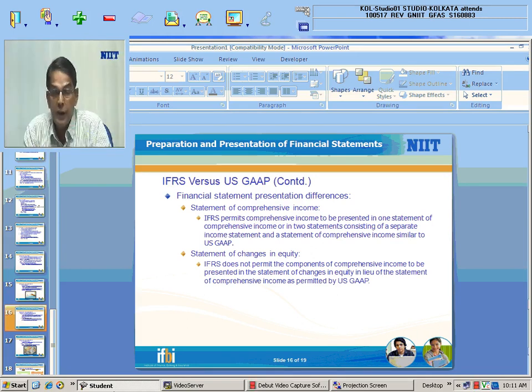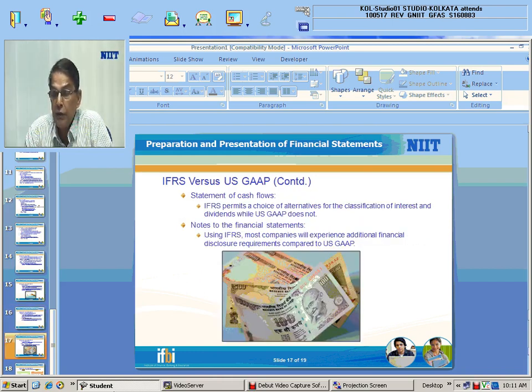As regards the statement of cash flows, IFRS permits a choice of alternatives for the classification of interest and dividends, whether shown under financing activities or operating activities, etc. IFRS permits certain alternatives for the classification of interest and dividends, while US GAAP doesn't permit these alternatives regarding the statement of cash flows. And as regards notes to financial statements, using IFRS, most companies will experience additional financial disclosure requirements compared to US GAAP.